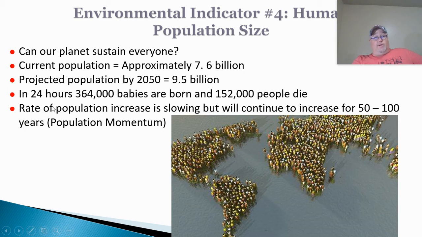In 24 hours, 364,000 kids are born, 152,000 people die. It doesn't take a genius to figure out that those numbers are not equal, right? If there's more kids being born than there are people dying, the population's going to go up. So right now, our population on the planet is going up. Now, we can look at it country by country, and there's some major differences there. But as a planet, this is what the statistics are showing us.